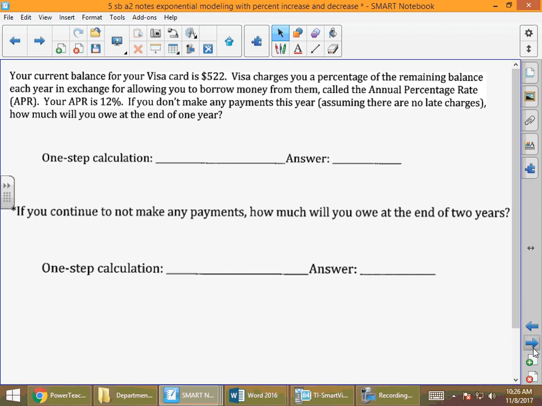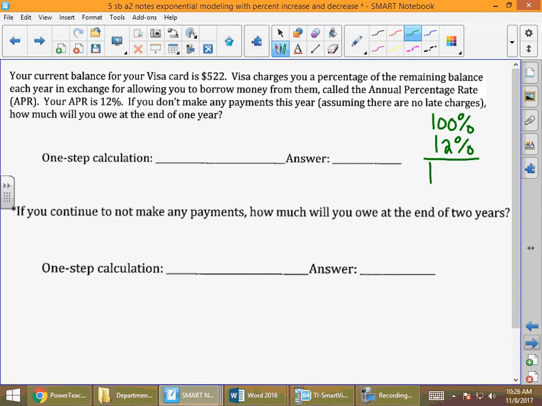Well, are we going to owe more or are we going to owe less? We're going to owe more. We're charging an interest rate. So the first thing that we need to do is we need to figure out that we've got the 100%, and now we're going to add into that the 12%, which is 112%. And when we move our decimal point, we're going to move it two to the left, which means we're going to be working with 1.12. 1.12 is the decimal equivalent to 112%.